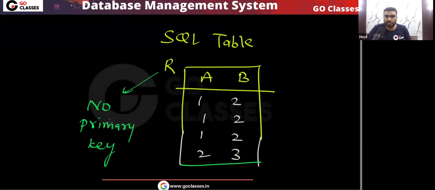Okay, is this clear? So very simple. Because if you have primary key, then you cannot have duplicate tuples. There is no primary key. There is no candidate key here.